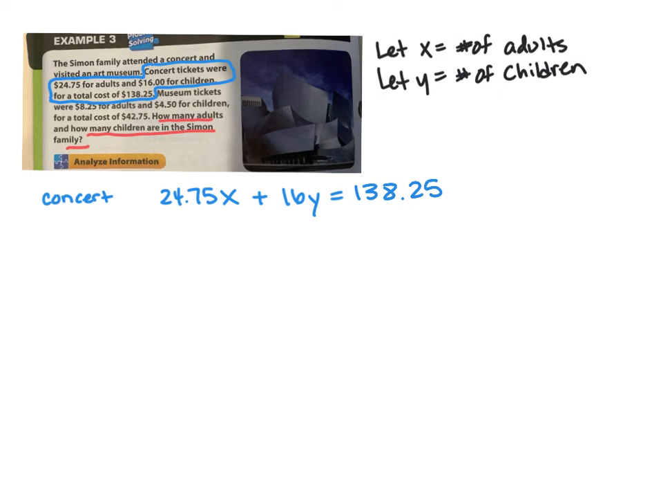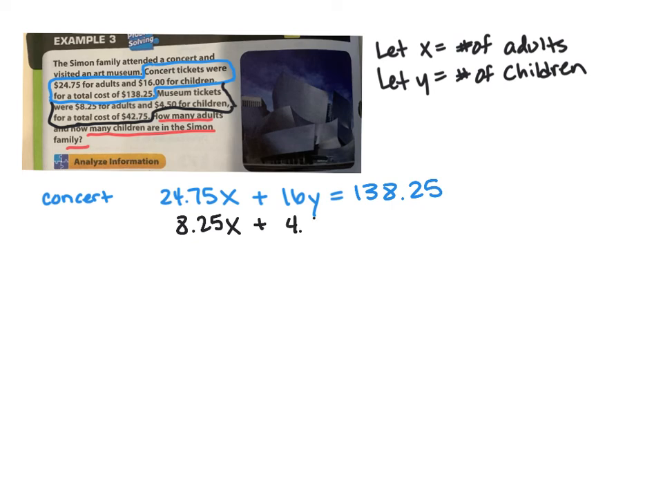Now let's look at the equation for the museum. They had museum tickets, $8.25 for adults and $4.50 for children, for a total of $42.75. Okay, so $8.25 for an adult ticket. I don't know how many adults are going.